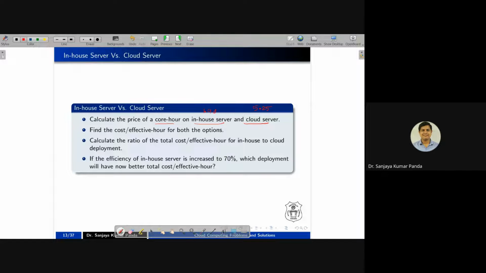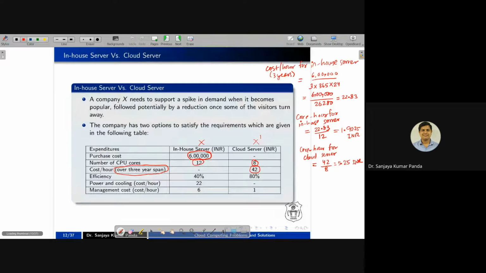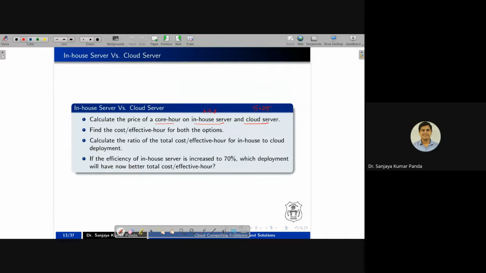Right? Up to this, any doubt, or do you want me to discuss anything? Okay, so it is clear to you. We'll go for the second question. First question is clear. Second question says, find the cost per effective hour for both the options.